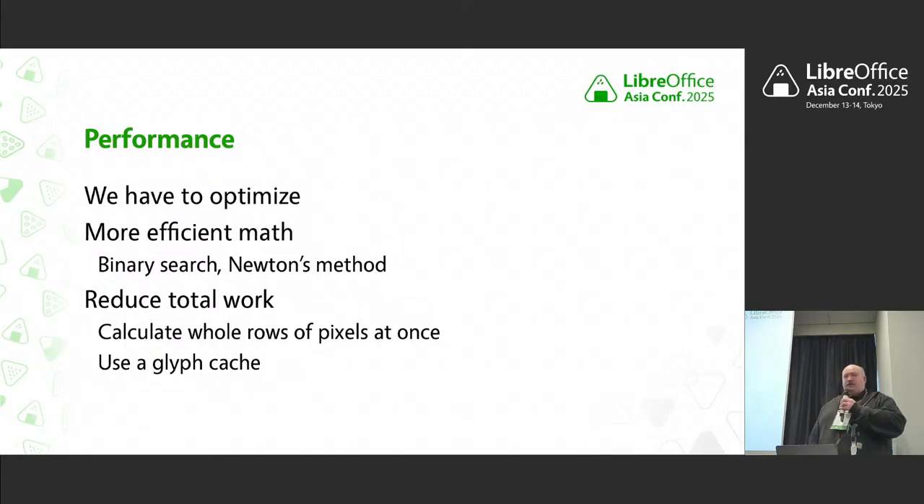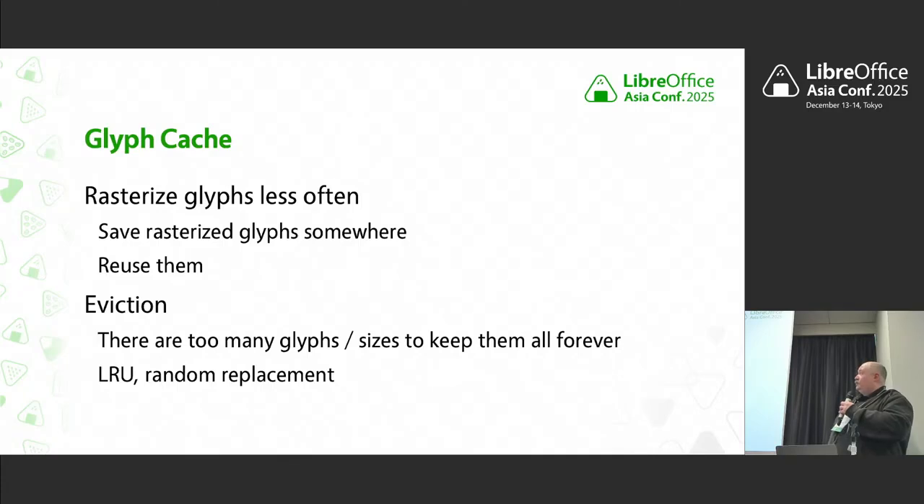So we want to optimize. One thing we can do is just use more efficient math. There are numerical methods for doing these tests better. No real library uses the tests that I showed. But the main thing that we can do is just reduce the work that we're doing. And so we use glyph caches. Rather than rasterizing a glyph every time we draw it on the screen, we rasterize it once, store it somewhere in the computer, usually in memory, and then reuse it anytime we want to draw the same character again.